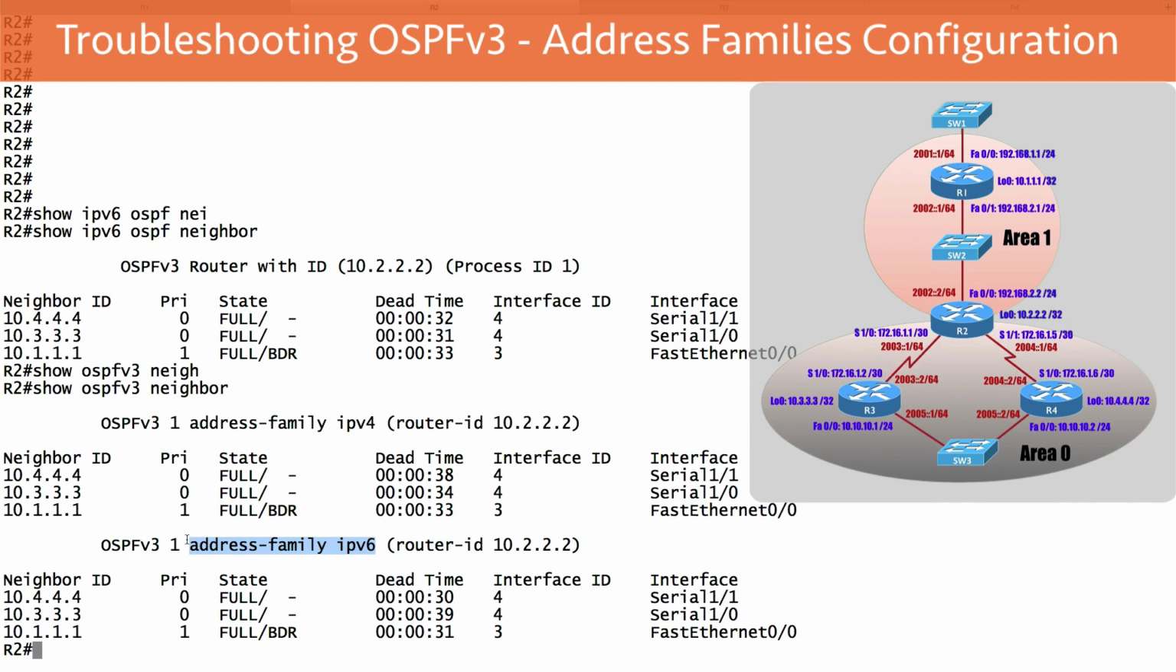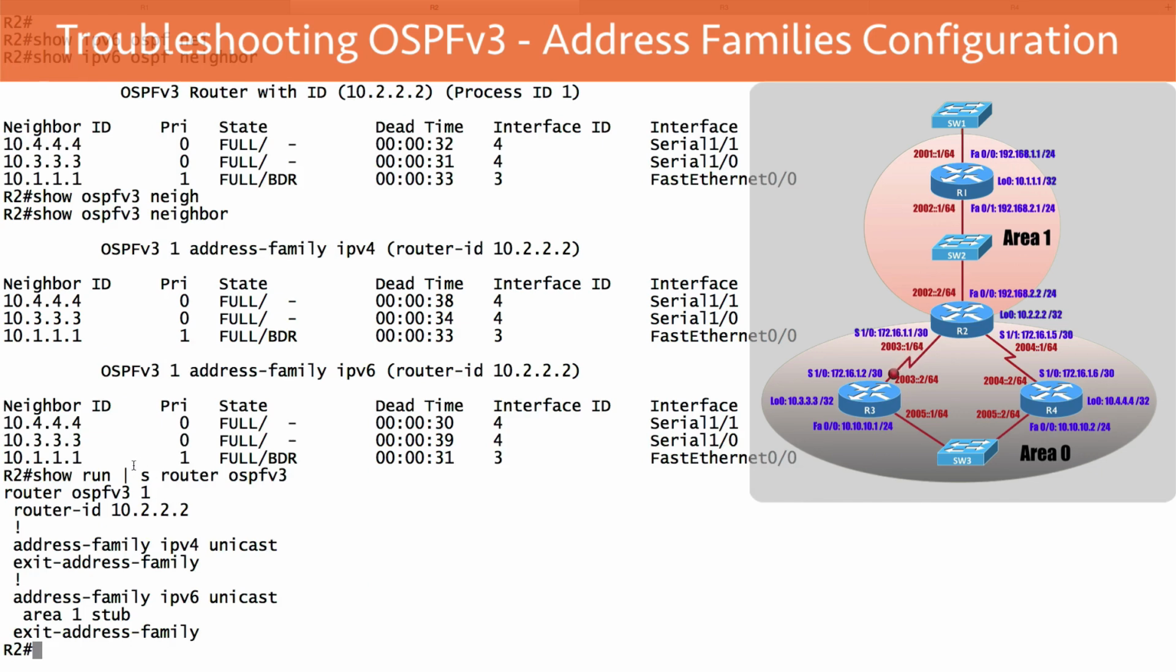Before we look at any more of these commands though, I want to show you and remind you what the address family configuration looks like. Let's do a show run pipe to section router OSPFv3. And we see that we've got this one hierarchical configuration structure, router OSPFv3 and a process ID of 1. I've given this a router ID of 10.2.2.2, and notice we've got two address families, one for IP version 4 unicast, one for IP version 6 unicast. And it's under these address families where we can configure the various OSPF parameters that we might want to tweak. For example, I said that area 1 is going to be a stub area, but that's only for IP version 6.